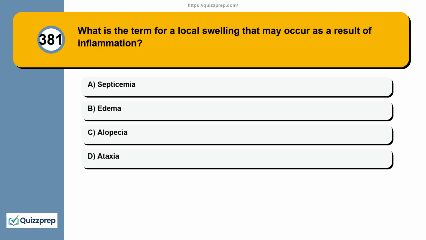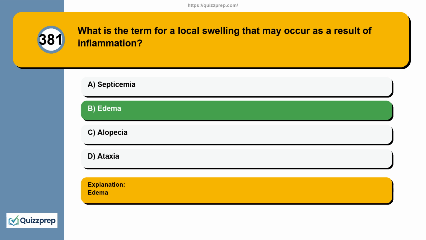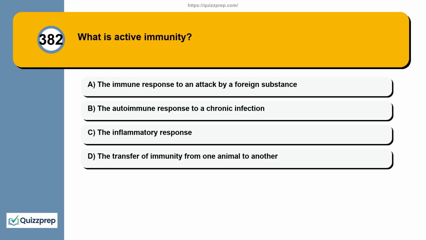Option A, septicemia. Option B, edema. Option C, alopecia. Option D, ataxia. The correct answer is option B, edema. Question 382. What is active immunity?